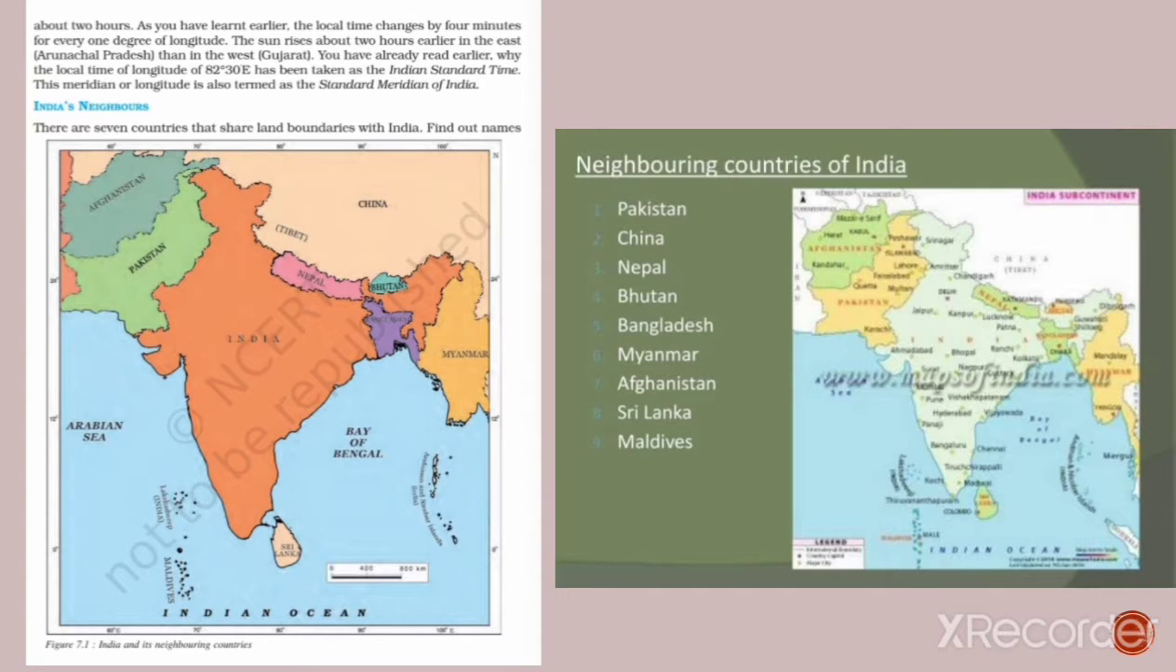India has 7 neighboring countries and it shares its land boundaries with them. They are Pakistan, Afghanistan, China, Nepal, Bhutan, Bangladesh, and Myanmar. And India's island neighbors are Sri Lanka and Maldives.